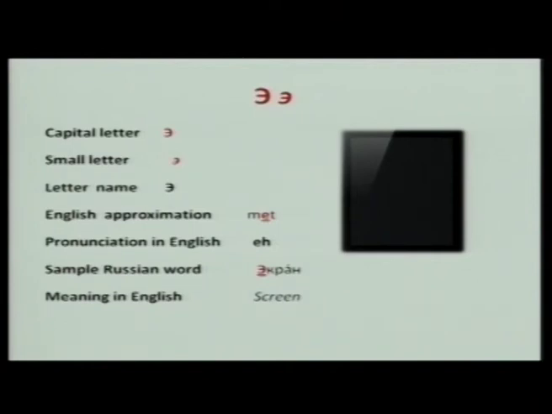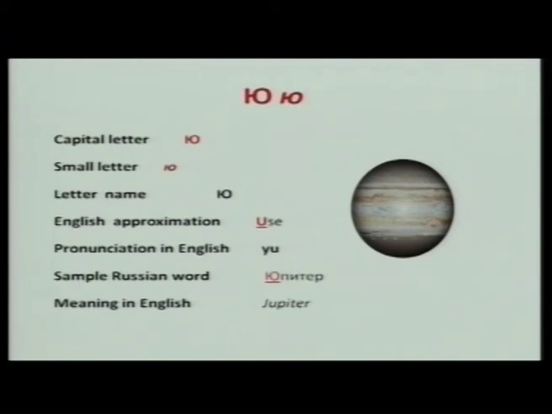The next one is e, like in met. The Russian word for this is ekran, which means screen. And yu, the yu we have used in use. I will give you a Russian word for this, Jupiter, which actually means Jupiter.